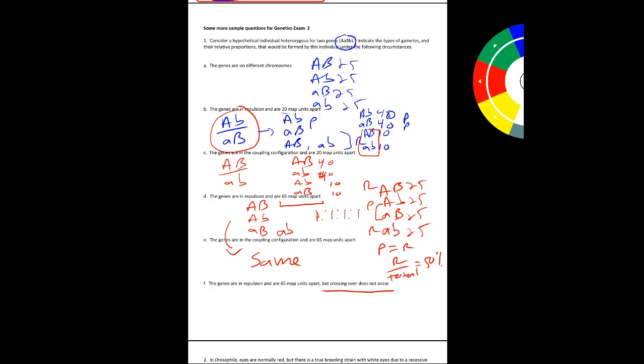But if there's no crossing over, then we're going to get this. These are the parents, these are the recombinants, and if there's no crossing over, what are we going to get? What we're going to get, let's say they're on this chromosome, super far apart. If we allowed crossing over, there'd be all kinds of crossing over between here, but we don't allow crossing over, so we can only get parentals, which are these.